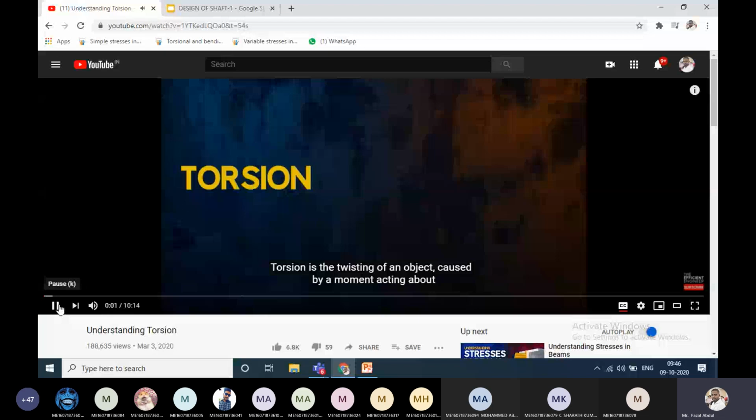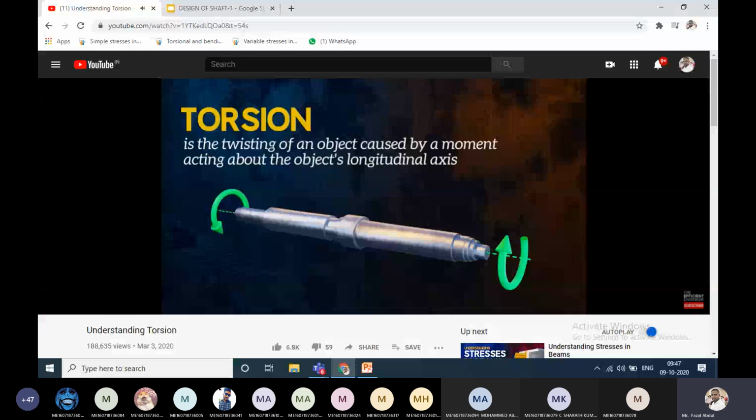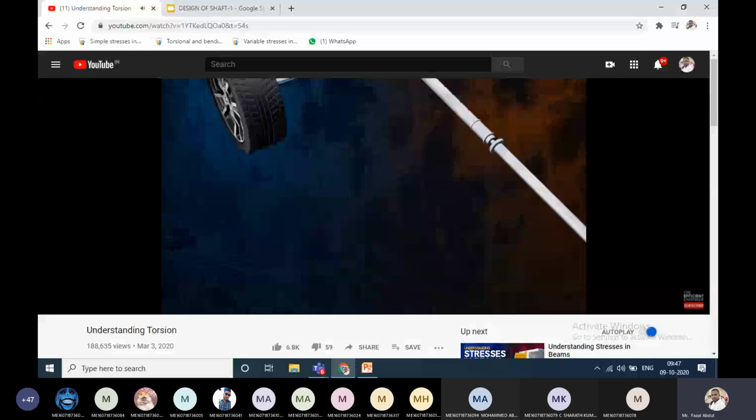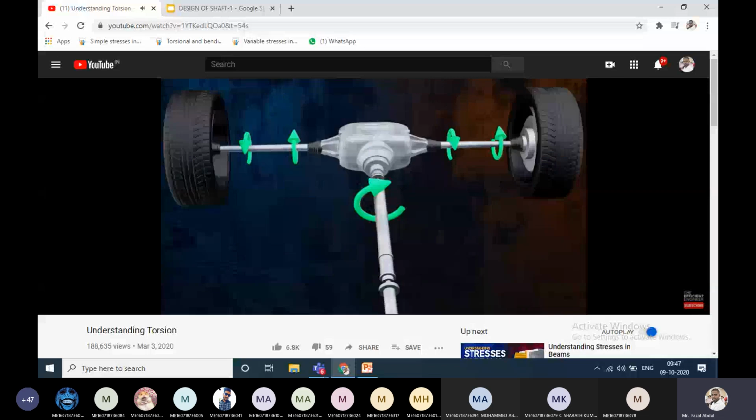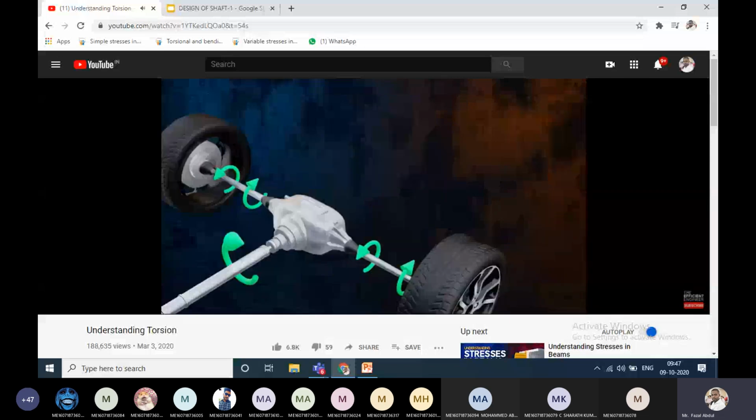Of an object caused by a moment acting about the object's longitudinal axis. It is a type of deformation. A moment which tends to cause twisting is called torque. A common example of an object subjected to torsion is the transmission shaft, which is used to transmit power by rotation. This could be the drive shaft and axles, used to transmit power from the engine of a car to the wheels, for example, or the shafts used to transmit power from the blades of a wind turbine to its generators.